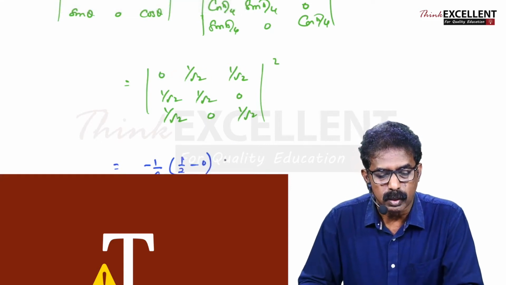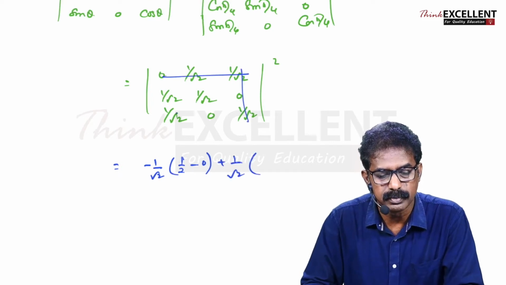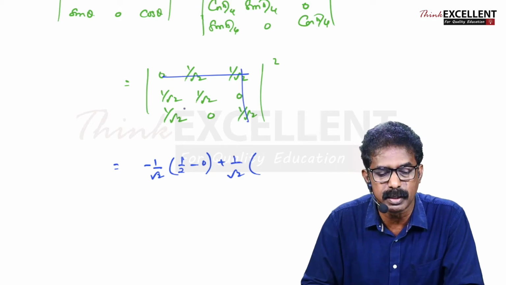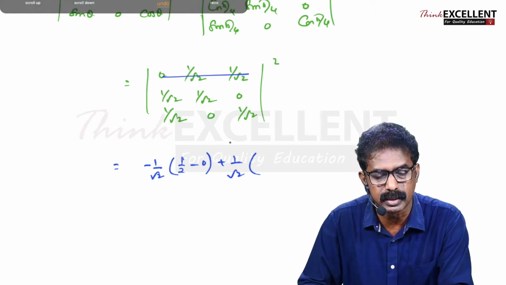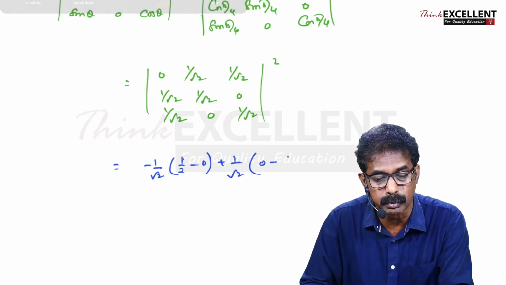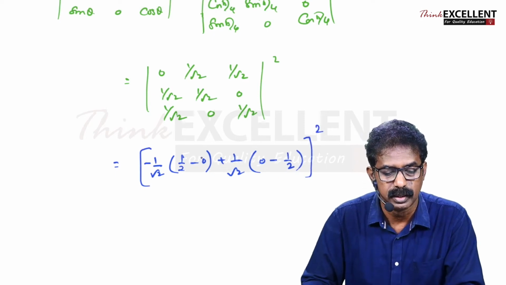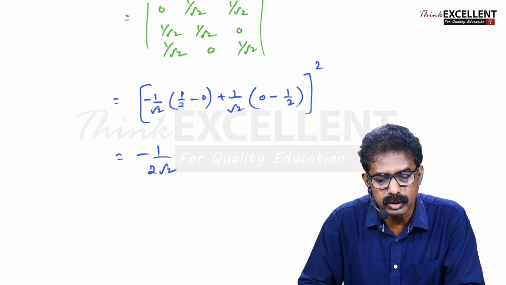Third number, plus 1 by root 2 into, leave that row, that column: 0 minus, you multiply these two. When you multiply these two, what do you get? 1 into 1, 1 by 2, right? So 0 minus 1 by 2. The whole square, don't forget to put that. Now this is minus 1 by 2 root 2. Here also plus into minus is minus 1 by 2 root 2.